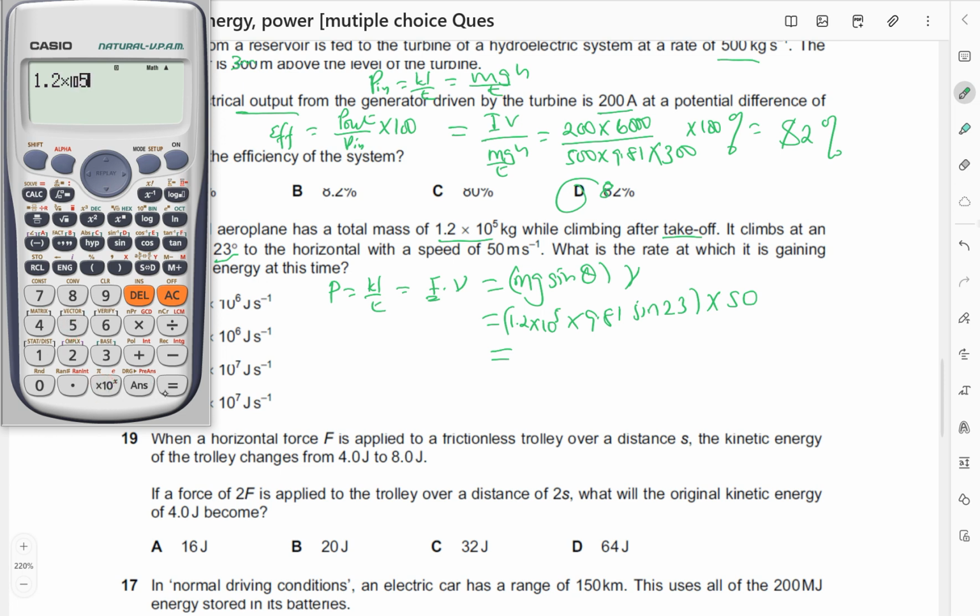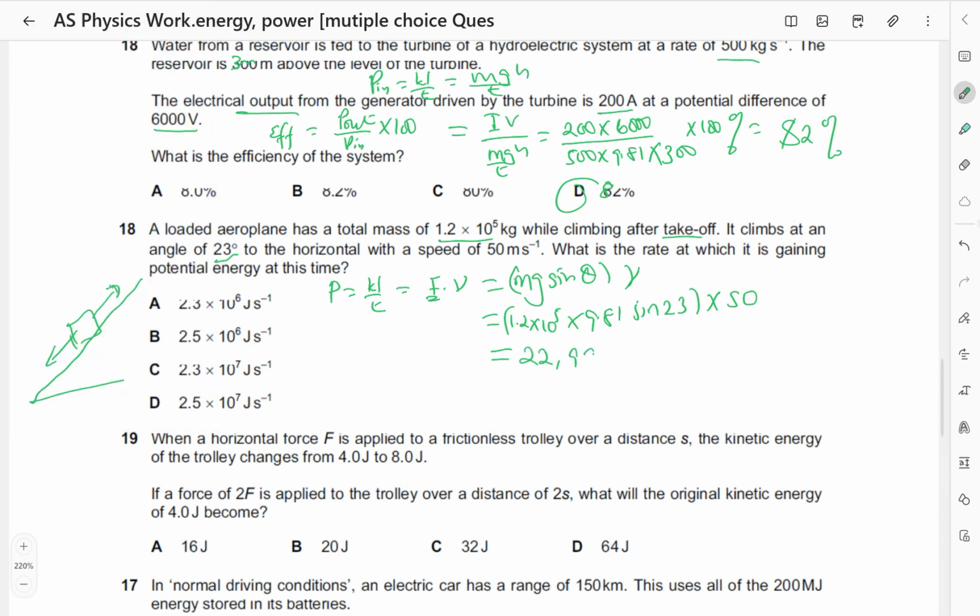1.2 exponent 5 times 9.81, then sine 23, then times 50. So this is giving us 22,998,000 joules per second. So they have given us these two significant figures. So this will be 2.3 times 10 power 6 joules per second.